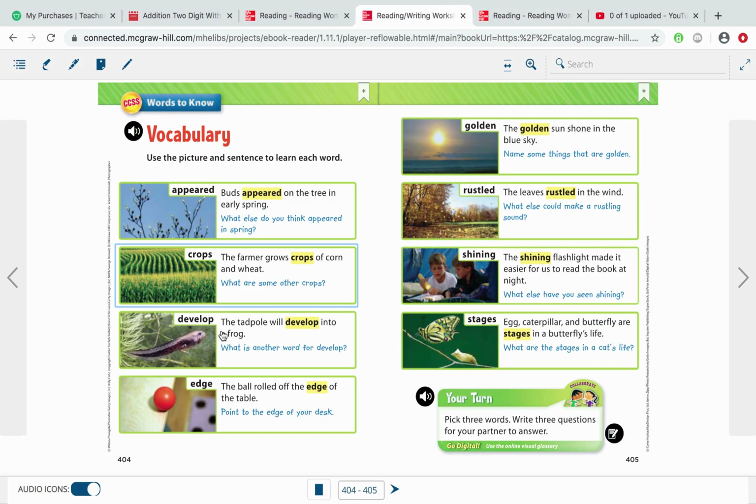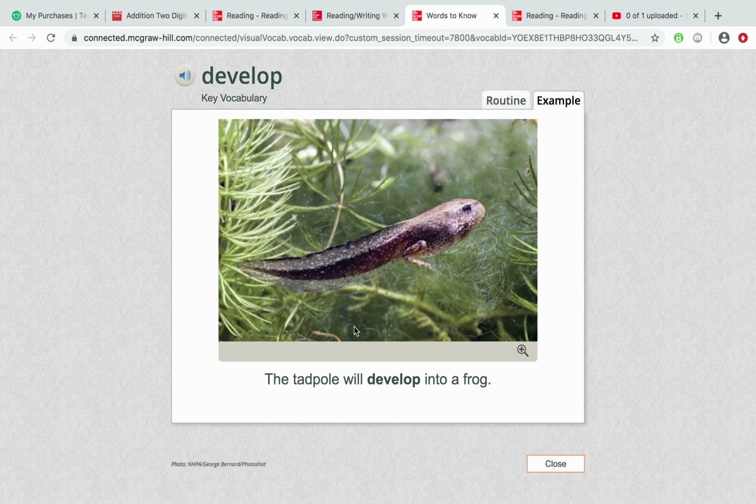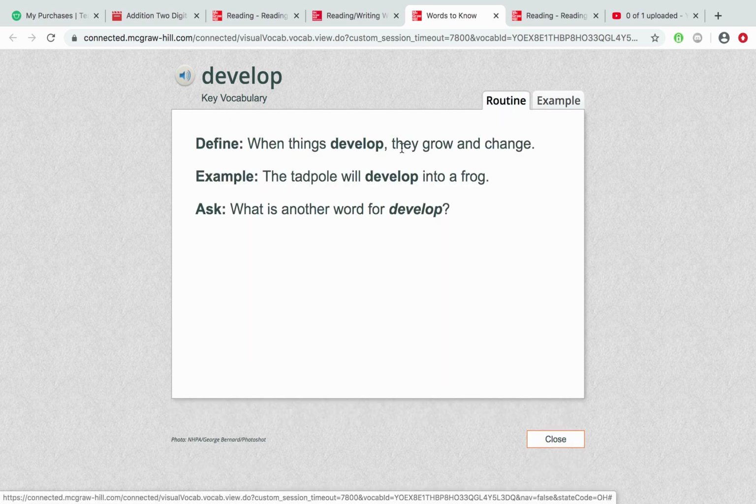Here's this next word, develop. For example, using it in a sentence, the tadpole will develop into a frog. To develop is very similar to grow and to change. Here's a bigger picture of that tadpole that develops or grows into a frog. The exact definition of develop is growing and changing. When things develop, they grow and change, just like you guys.